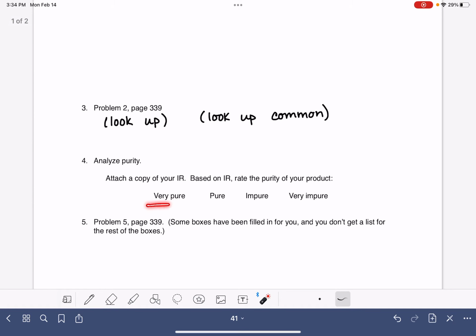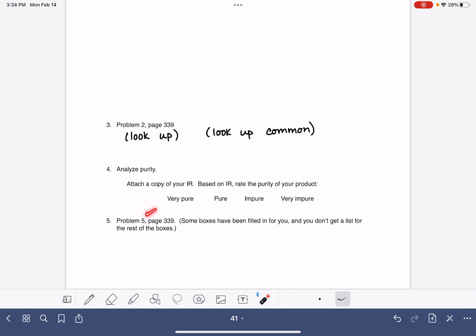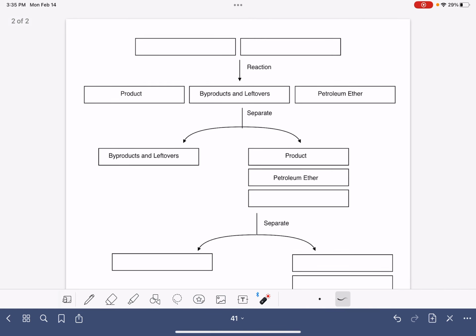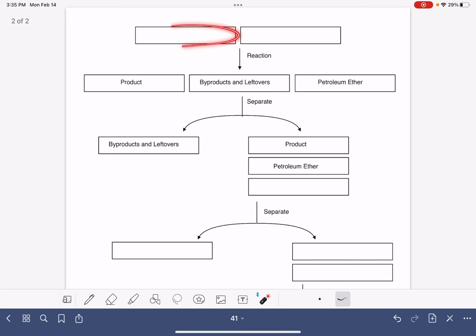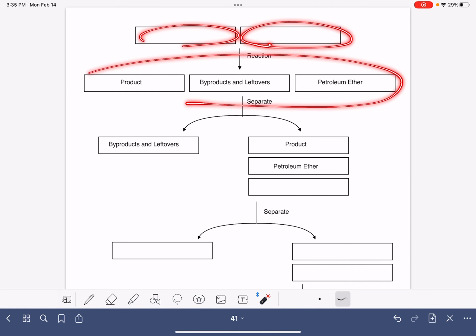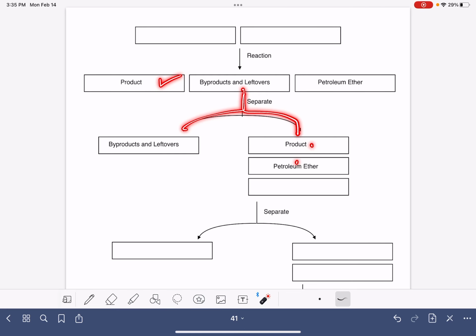For purity, you're just going to be basing this off of the appearance of your IR. And then last but not least, the last thing you're going to do is one of these flow diagrams. So you're just starting with 2 reactants. That's it. And then you do the reaction. Here's your product. You're going to do a separation. So your product is right here, your byproducts, and your petroleum ether.